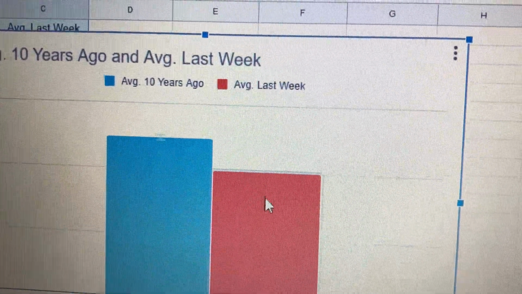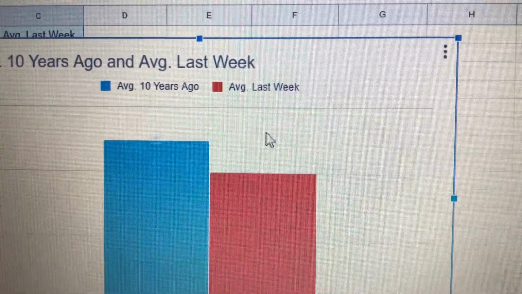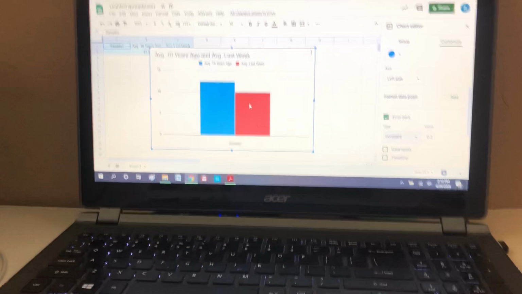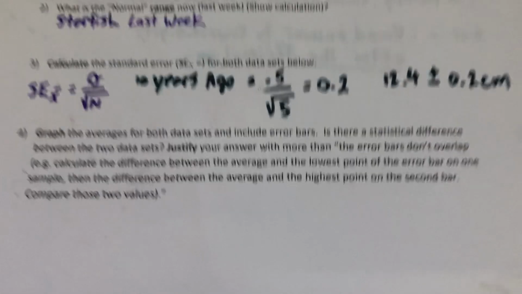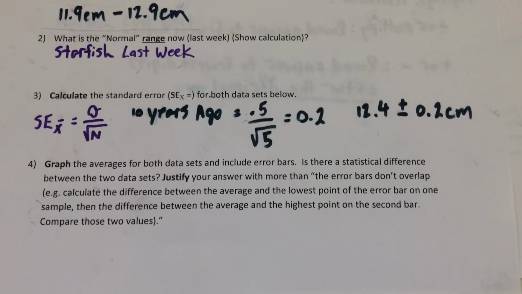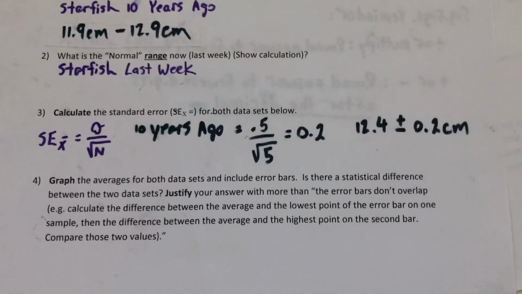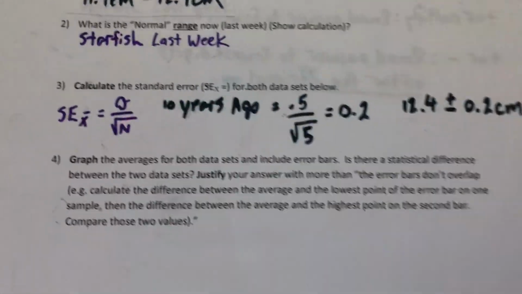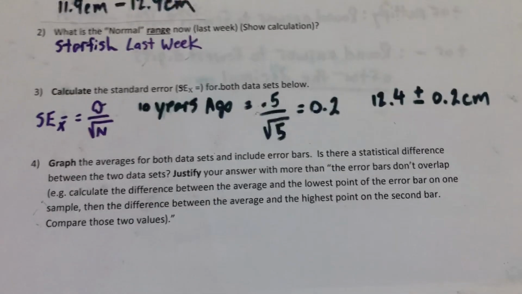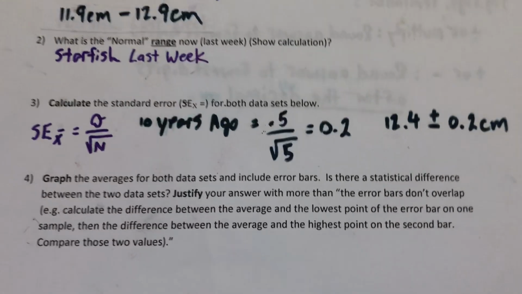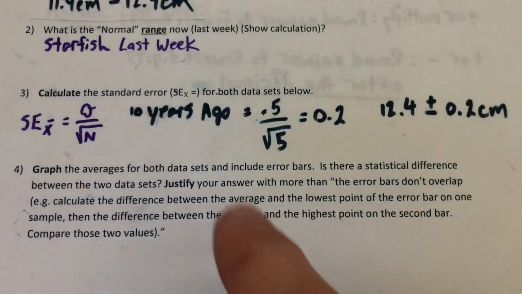Now you guys are going to do the same thing for last week's starfish, and you're going to see a different error bar. It's going to be a different size. So the final question is, is there a statistical difference between those two groups? And remember, if those error bars are overlapping, no, there is no statistical difference between the two groups. If they're not overlapping, then yes, there is a difference between those. So that's what you're doing on this last question.